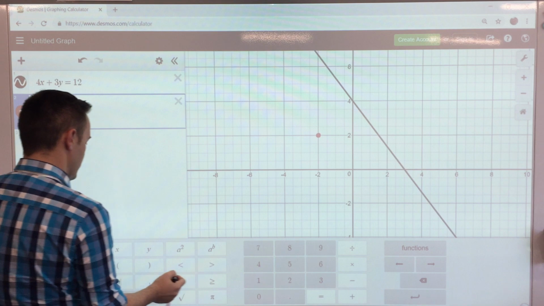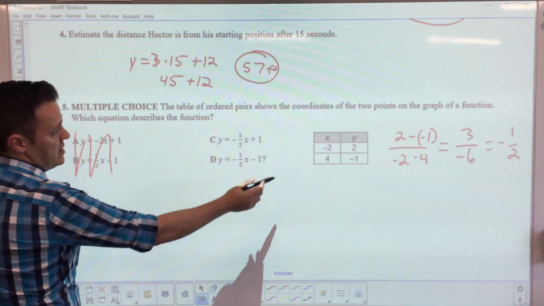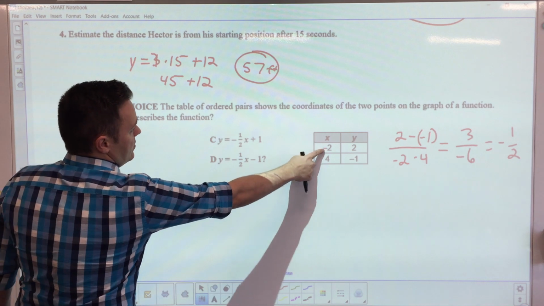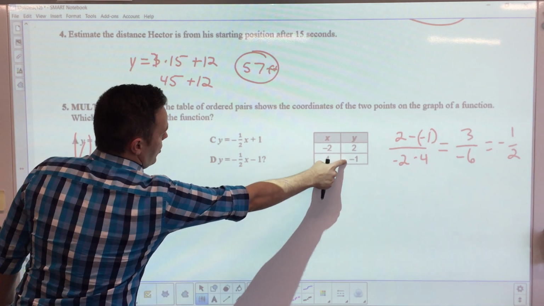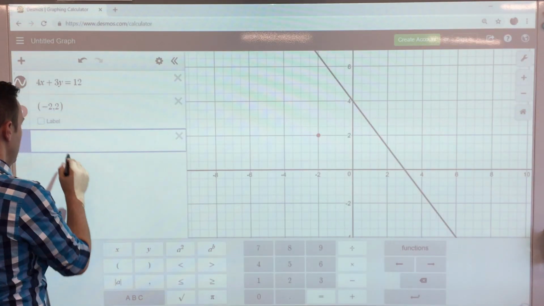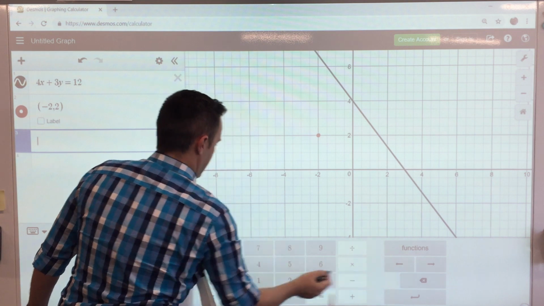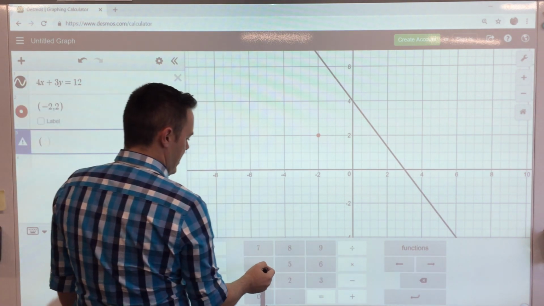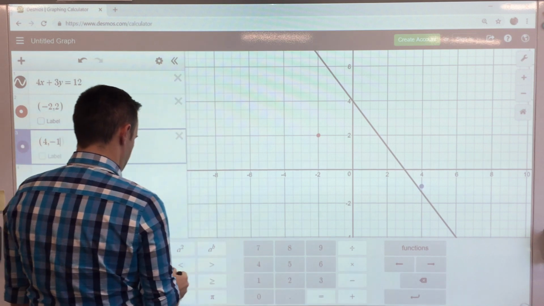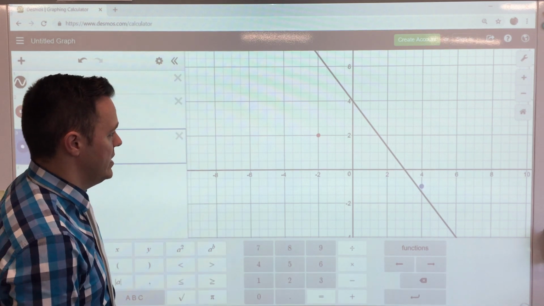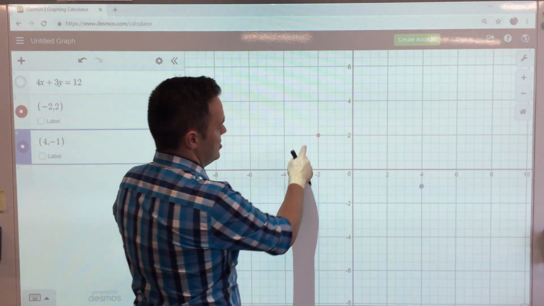All right, and then I'm going to close that bracket, and then my other point is going to be negative 2, 4, negative 1. Okay, my other point is 4, back that up, 4, negative 1. Okay, so if I have it set up like this, and I have my 2 points out here, ladies and gentlemen, what does this actually look like?